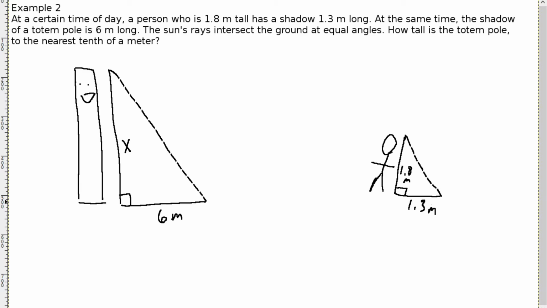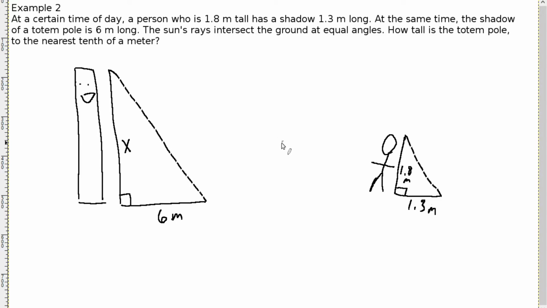So let's go to example 2. Example 2 says, at a certain time of day, a person who is 1.8 meters tall has a shadow 1.3 meters long. So that's this guy over here. At the same time, the shadow of a totem pole is 6 meters long. This one here. The sun's rays intersect the ground at equal angles. So these are the sun's rays, little dotted lines here. How tall is the totem pole to the nearest tenth of a meter?